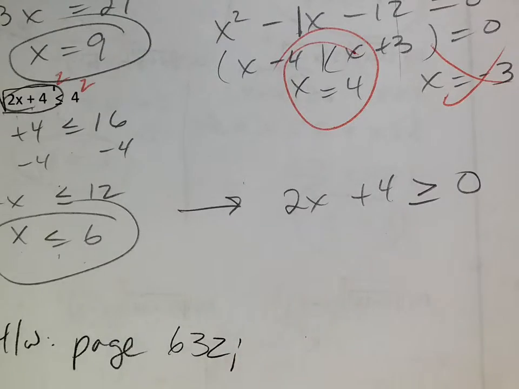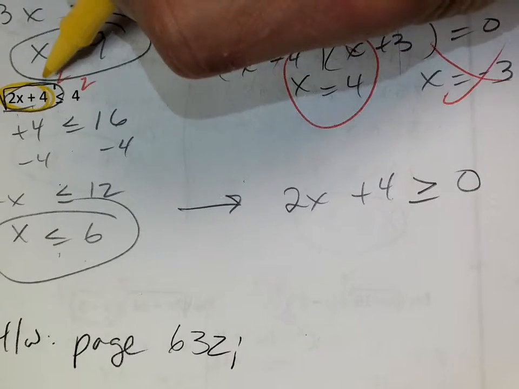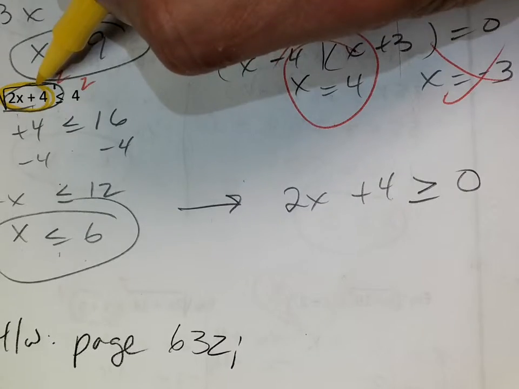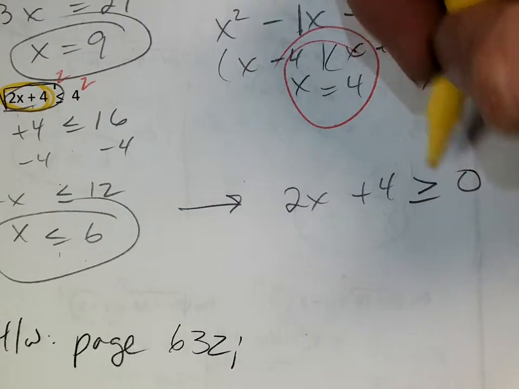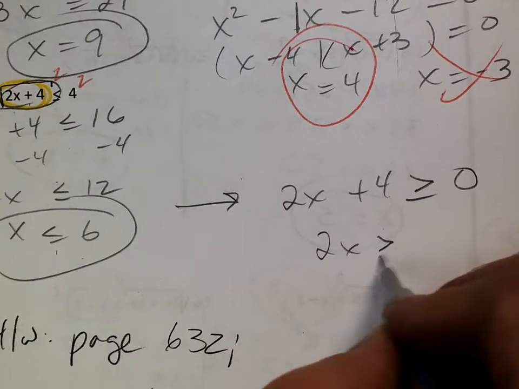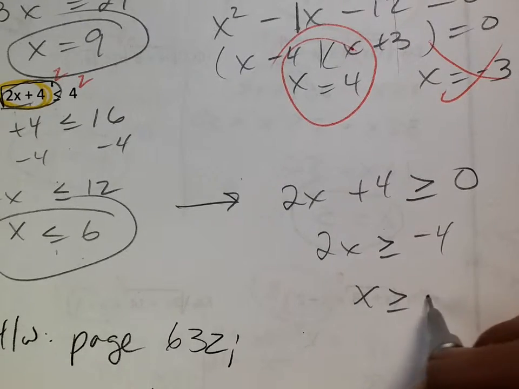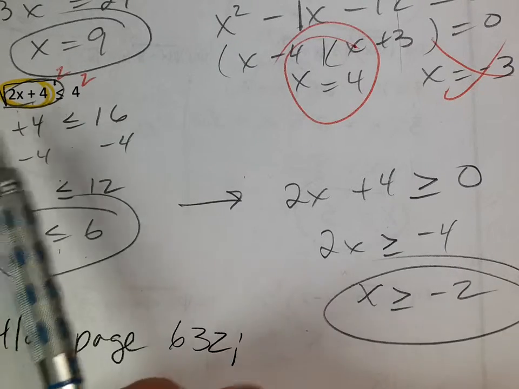What I'm trying to describe to you is that whatever's in here had better be positive, right? I'm saying whatever's in here, I can never let it be negative, right? So let's take a look at this and make sure it is greater than or equal to 0. So let me solve that. 2x is greater than or equal to negative 4. X is greater than or equal to negative 2. So there's a range of values that will work. Negative 1 actually will work.